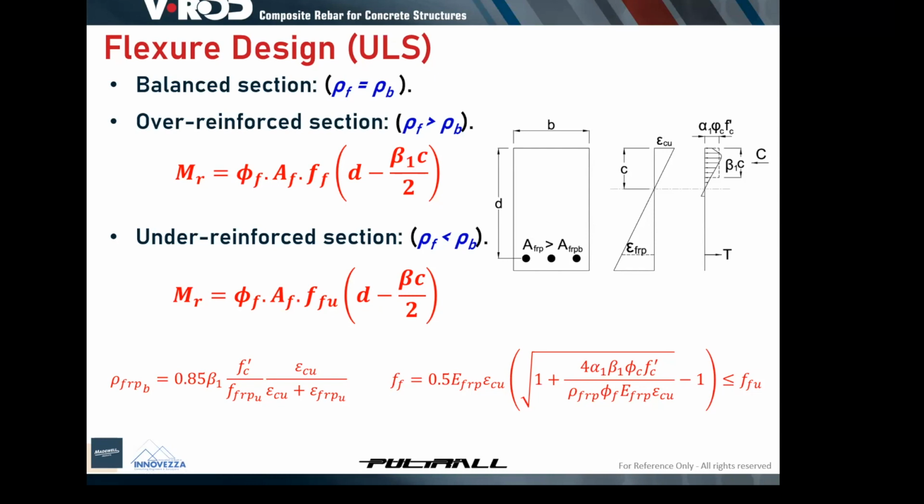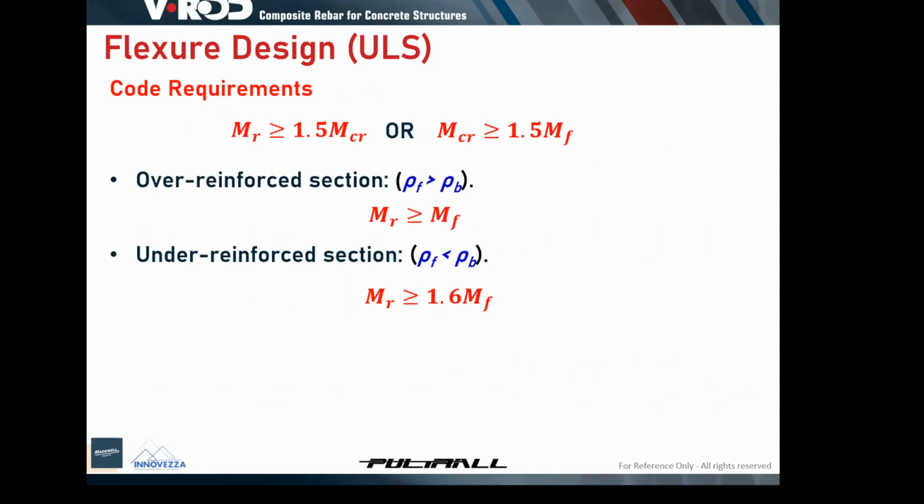So after calculating the resisting moment, we can compare it to the code requirements. For the S806, the resisting moment should be more than or equal to 1.5 times the cracking moment. Otherwise, if the cracking moment is more than or equal to 1.5 times the factored moment, this requirement can be neglected. For the over-reinforced section, the S806 specifies that the resisting moment should be more than the factored moment, and for the under-reinforced section, the resisting moment should be more than or equal to 1.6 times the factored moments.